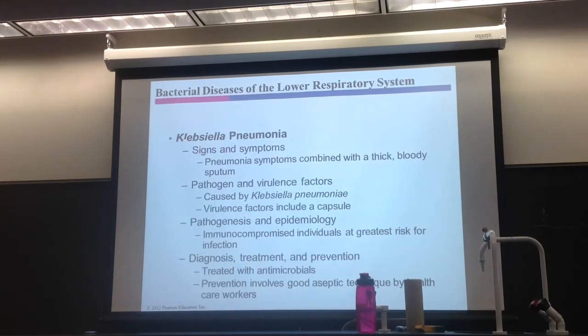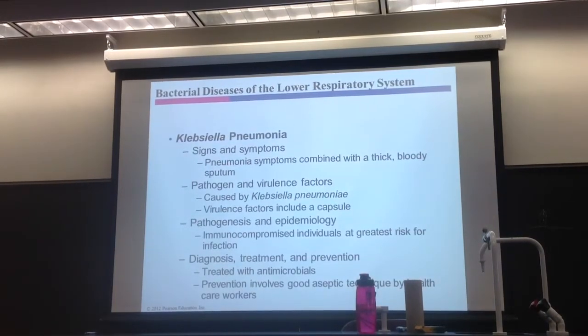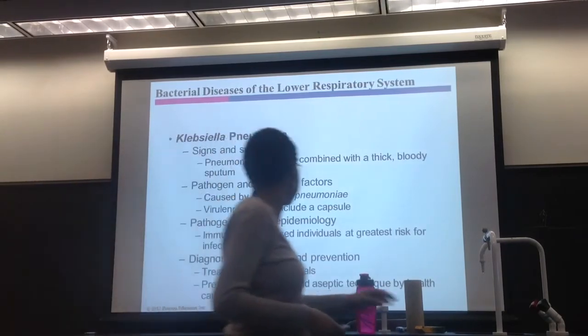Now, if you got Klebsiella, here's his name here, Klebsiella pneumonia, he's a gram-negative bacterium, okay? You have pneumonia symptoms, but it's associated with a very thick, bloody sputum. And that sounds scary, right? Because you can die from that. So you have a very thick, red, bloody sputum coming out, okay? Now, Klebsiella pneumonia has a capsule. And we know if you have a capsule, you do what? You hide from the immune system. Okay, so he's very sneaky.